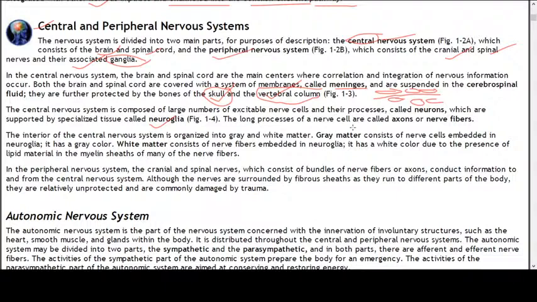The long processes of a nerve are called axons and nerve fibers. The nerve fibers also have branches. A nerve is basically a branch of the spinal cord and the brain. However, it also has some branching called nerve fibers and axons.